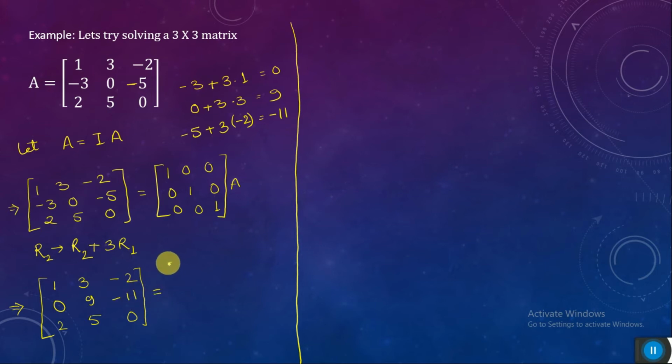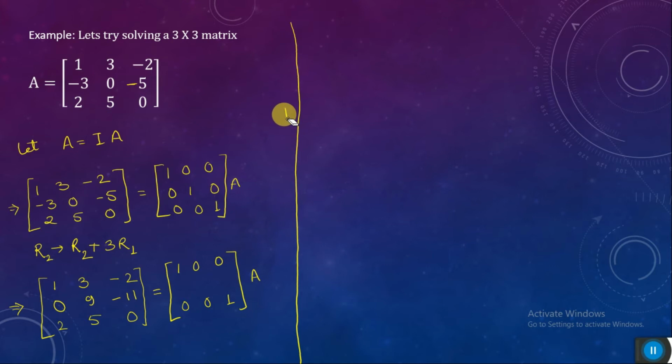Now you apply that same operation in this also. So 1, 0, 0, 0, 0, 1 and A as it is. Here you can see row 2 is 0 plus 3 times row 1. Row 1 is 1, so this is 3 only. You will get 3.